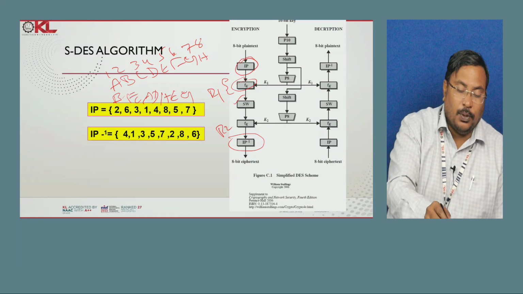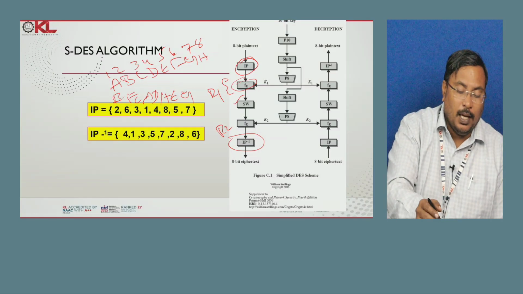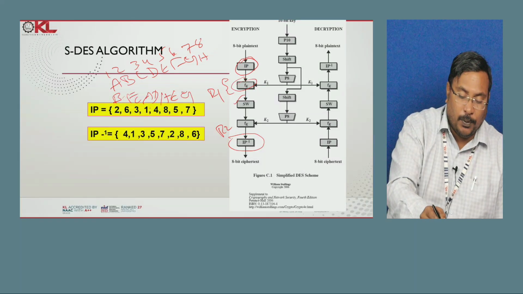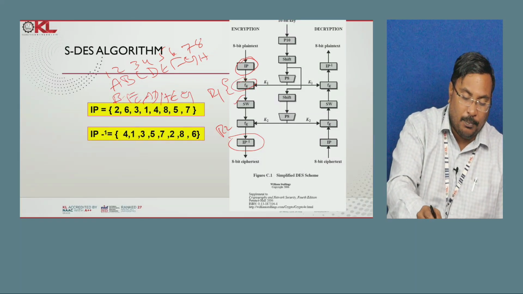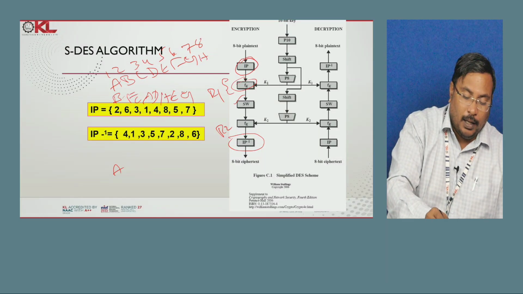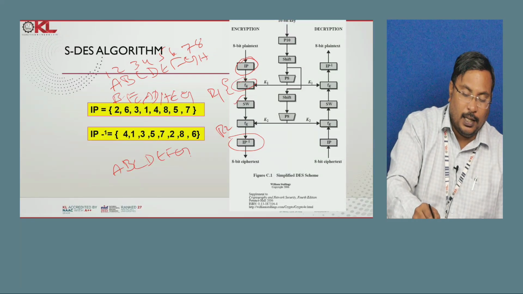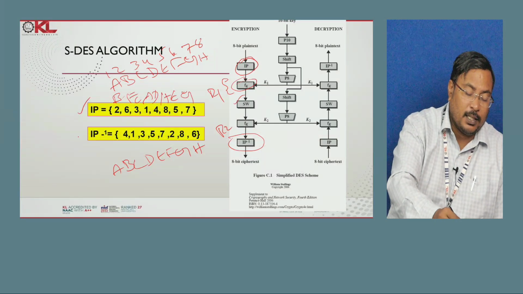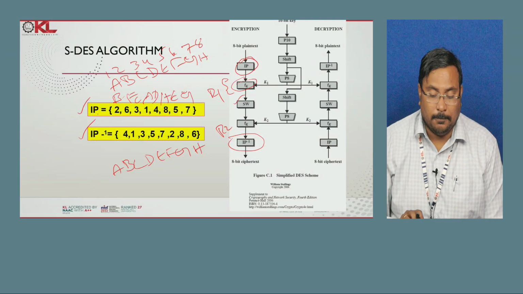So this is what we have using IP inverse. For the IP inverse input, the fourth position value goes to the first, that means A, the first position goes to second, B, the third position goes to third, the fifth position is D, and so on. So you will get the plain text as usual. This is the initial permutation and the initial reverse permutation.